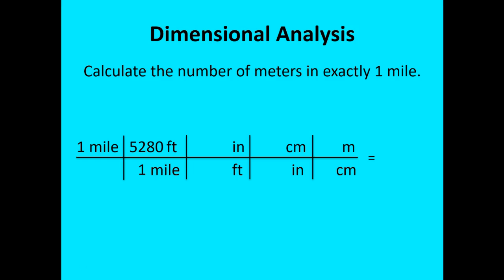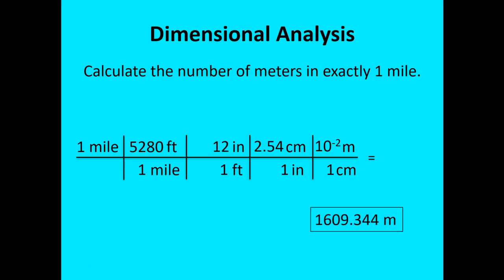So there are 5,280 feet in a mile. There are 12 inches in a foot. There are 2.54 centimeters in an inch. That's a defined number. And then from the metric system prefixes, we know there are 10 to the minus 2 meters in 1 centimeter. And when I multiply all that out, I get 1609.344 meters. Mr. Jones, there are 7 significant figures in that number.